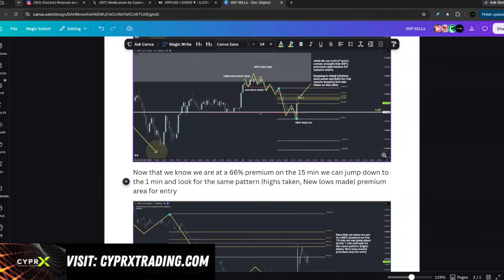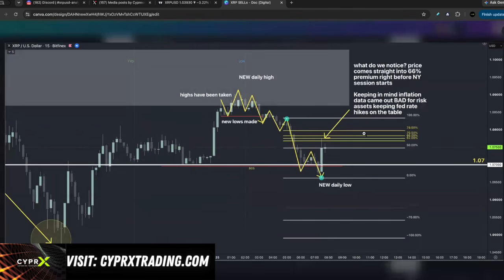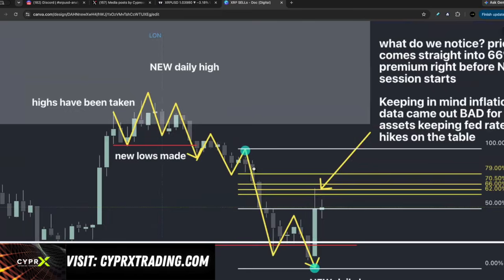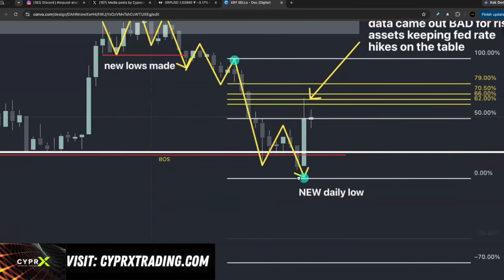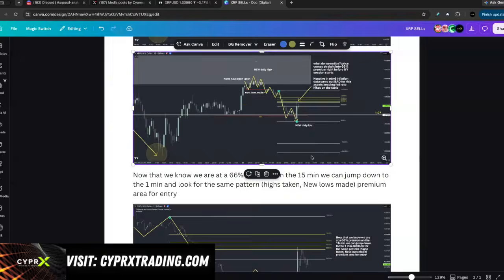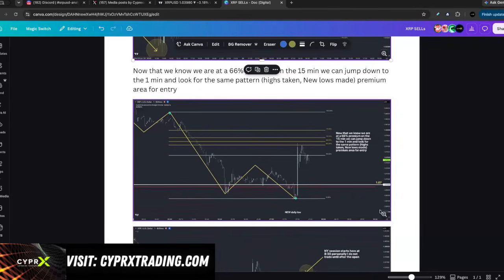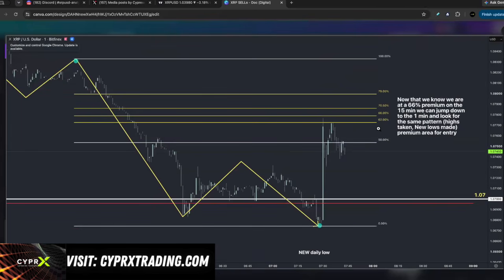So from the 15-minute, now that we know that we are operating in this 66% premium from this last A down to B move, we can jump down now to the 1 minute and start to monitor price action in this 66% premium area. So I said here, now we've jumped down to the 1 minute time frame. Now that we know we are at a 66% premium on the 15-minute, we can jump down to the 1 minute and look for the same pattern. Highs being taken and new lows being made for a premium entry.